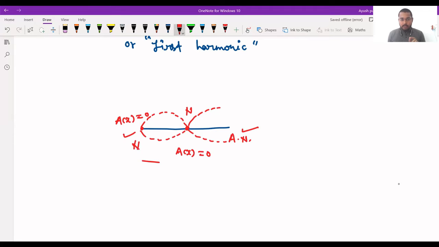Again, the length of the string is same. I haven't changed the length. I haven't changed even the string. That's why the length will be same. The linear mass density will be same, and again the tension will also be the same.